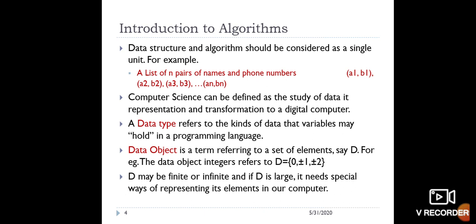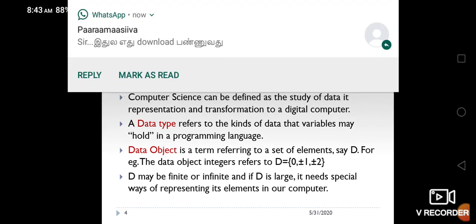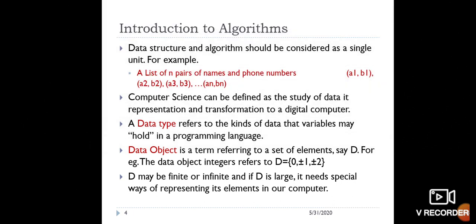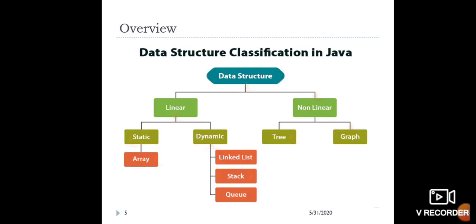And then data type. A data type refers to a kind of data that variables may store in a programming language. Suppose you are going to store anything, you're going to use a data type. A data object is a term referring to a set of elements. For example, it may be an integer, it may be finite, or it may be infinite, and you're going to represent some elements in our computer.